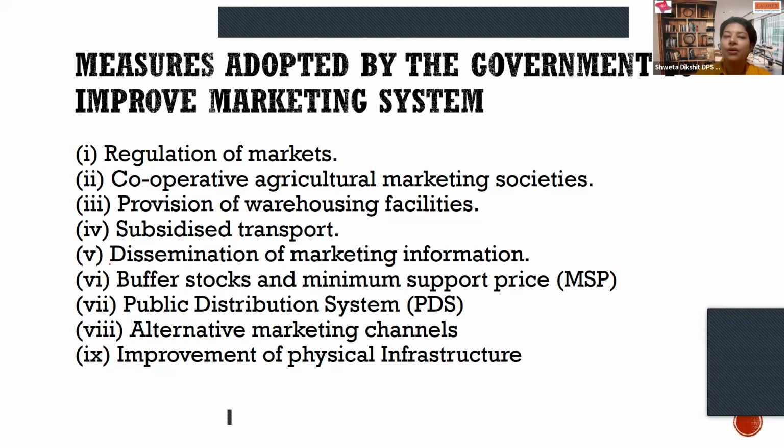Now, to resolve the problems of agricultural marketing, the government has adopted multiple measures, which is regulation of markets. That means there have been multiple rules, laws, and regulations made to regulate the agricultural market. They have also developed cooperative agricultural marketing societies.